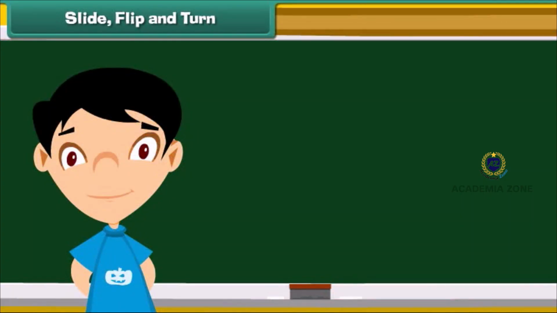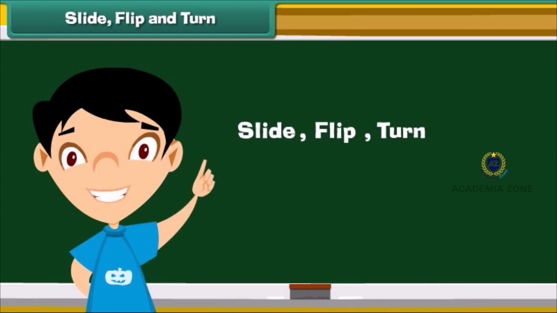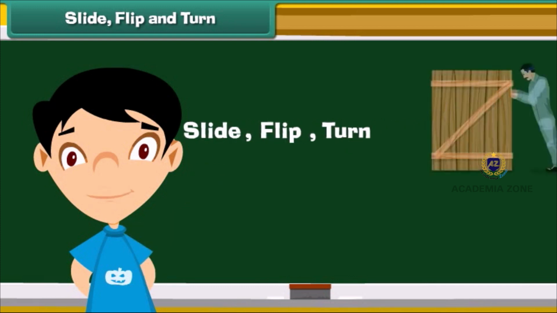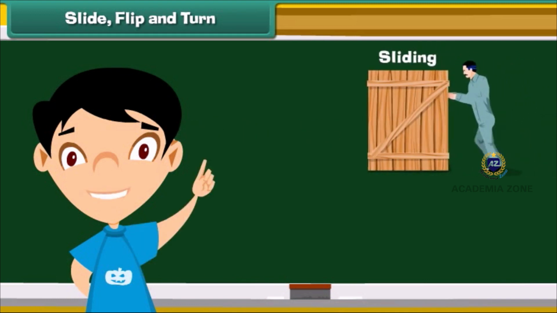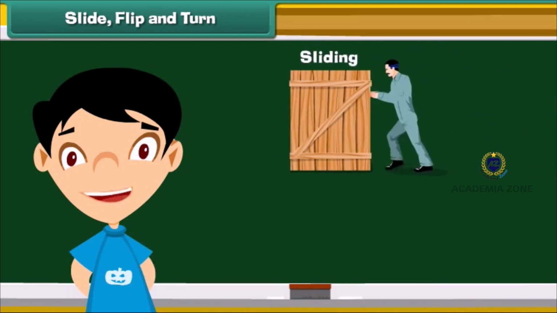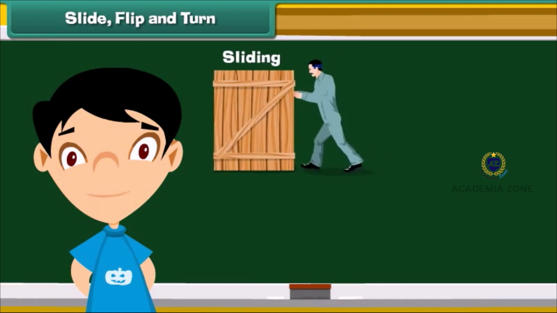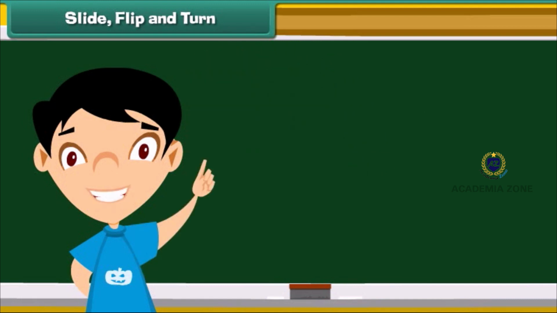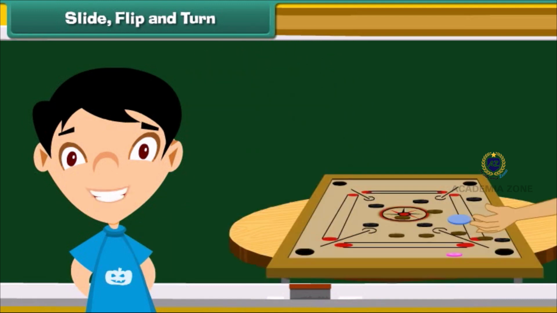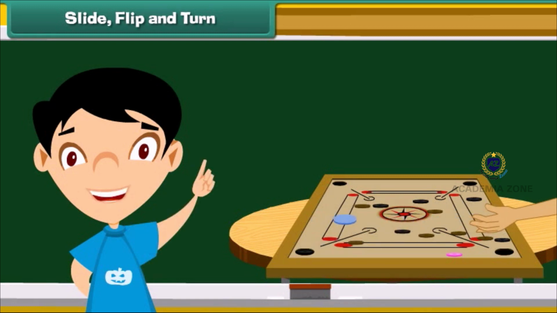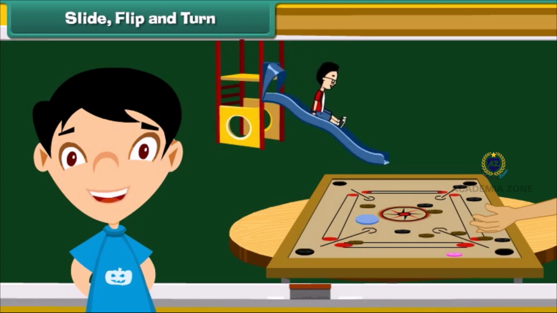Slide, flip and turn. You must have come across the words slide, flip, and turn many a time in your life. Let us see what they mean in mathematics. Moving an object smoothly along a surface without disturbing its shape and size is sliding. We observe sliding in real life. While playing carom, we move the carom coins by hitting them with the striker. Children enjoy themselves at the slides.